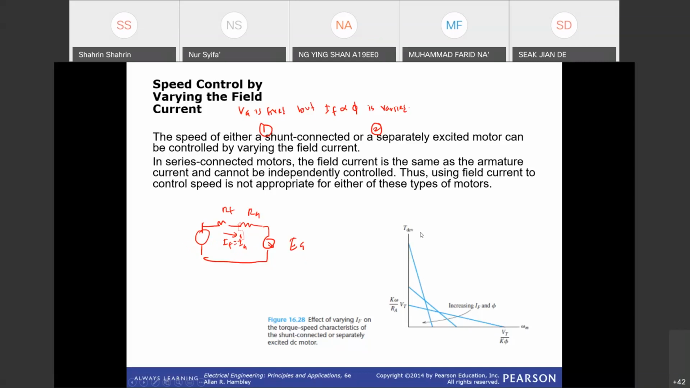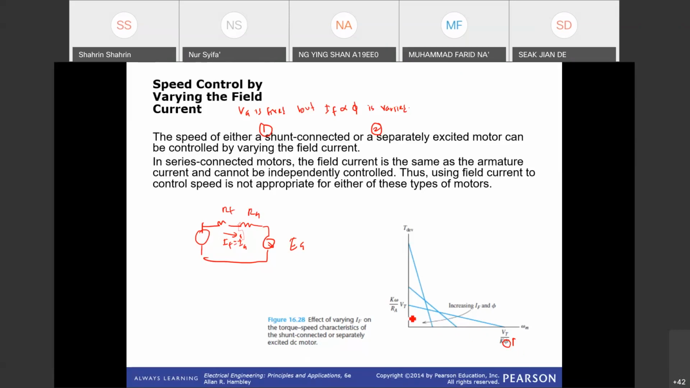So this is the torque speed characteristic for the shunt motor. As you can see here, this is the no-load speed for the first characteristic. If you increase the flux, for example, because right now the flux is actually below here, you will see that the no-load speed will actually reduce, okay? And the characteristic also will be different, okay?